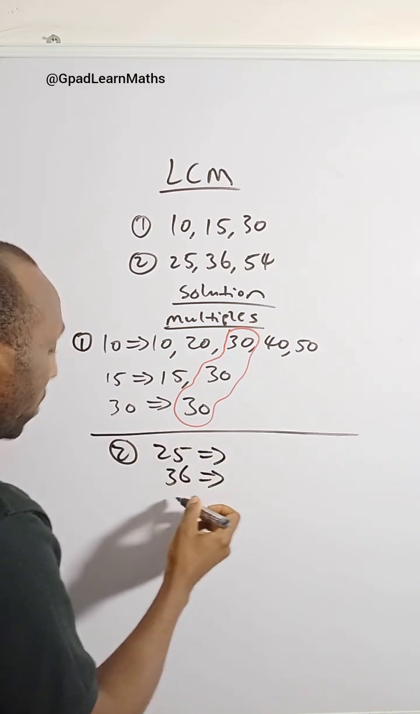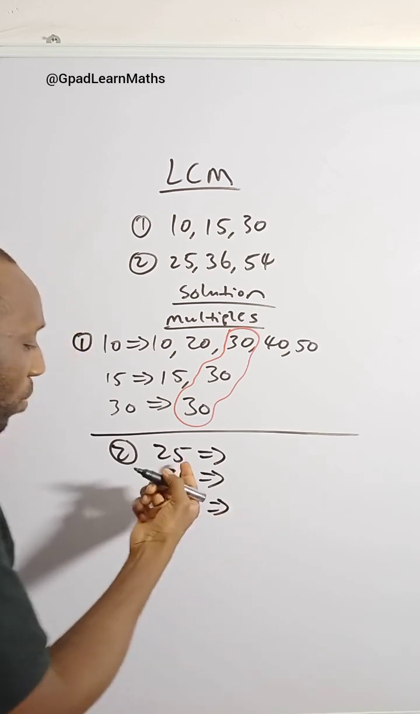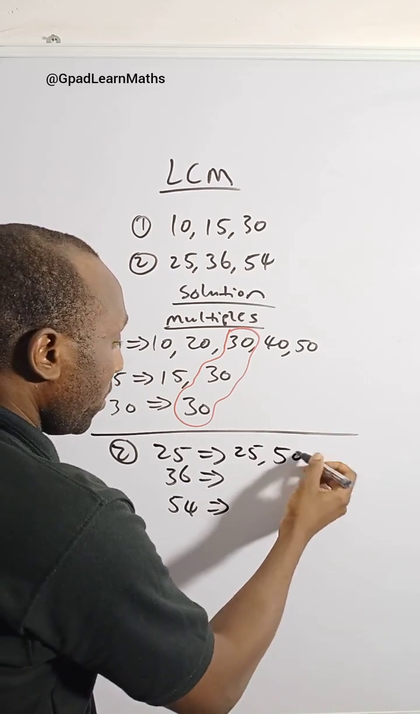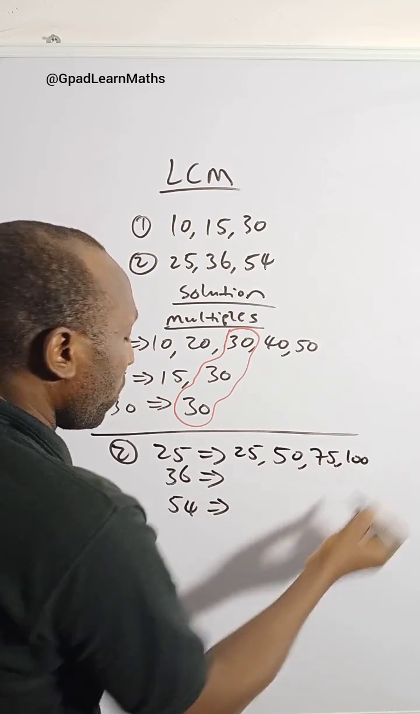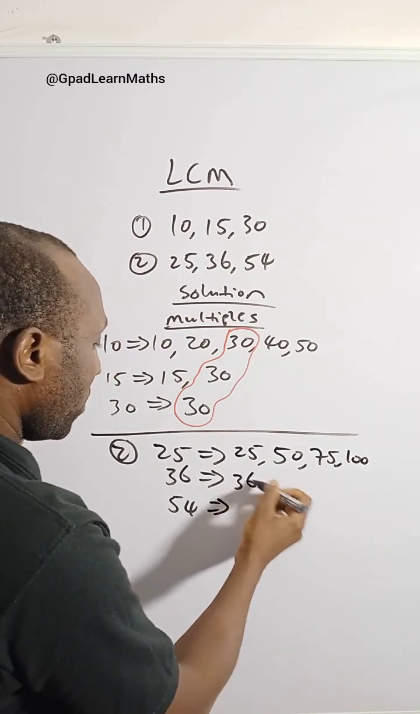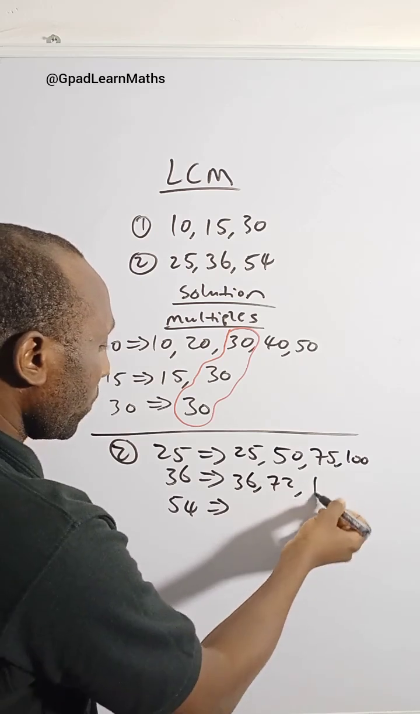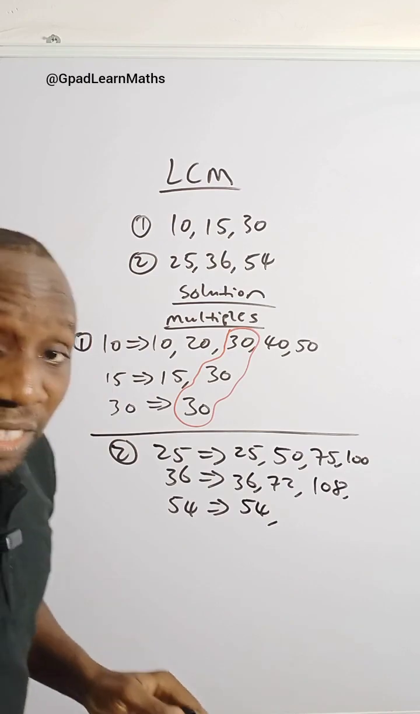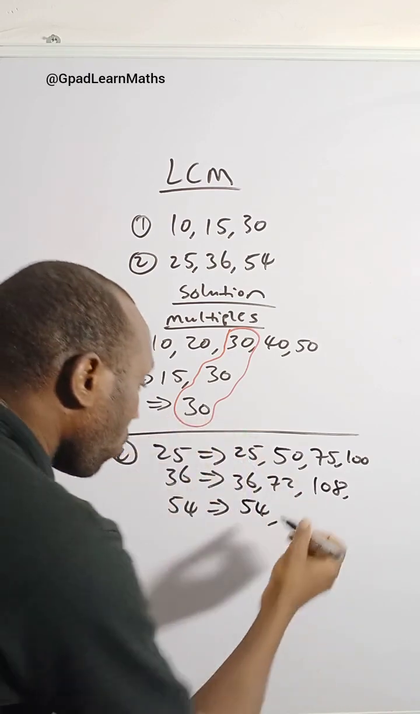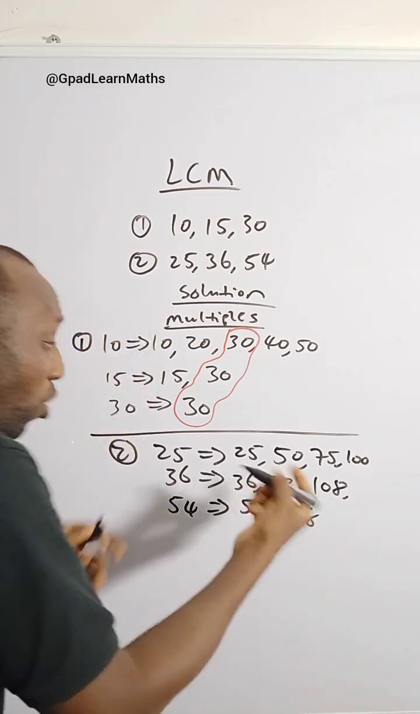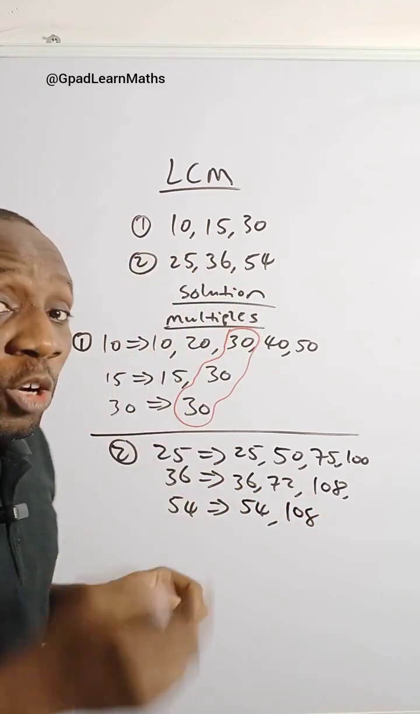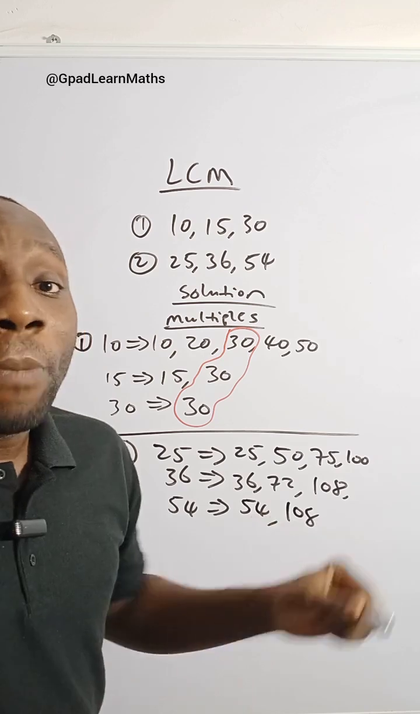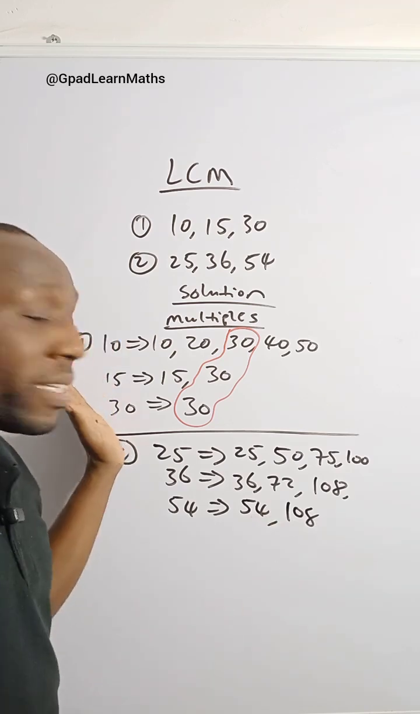Anyways, let us see what we can do with the second question, where we have 25, 36, and what? 54. So if you are to list the multiples of 25, you have 25. Next one is what? 50, 75, 100, and so on and so forth. What about 36? 36, 72, 108, yeah? What about 54? You have 54. What's the next multiple? You multiply by 2, you get what? 108. Now, before you can get a common multiple, the lowest common multiple of 25, 36, and 54, you would have listed so many multiples. So you see where this has its limit.